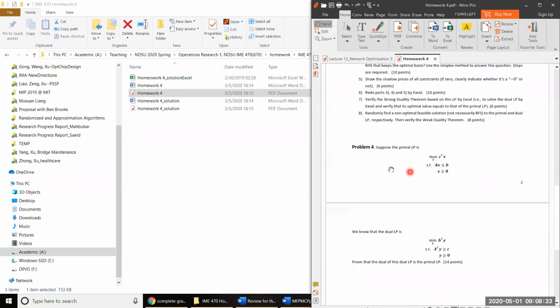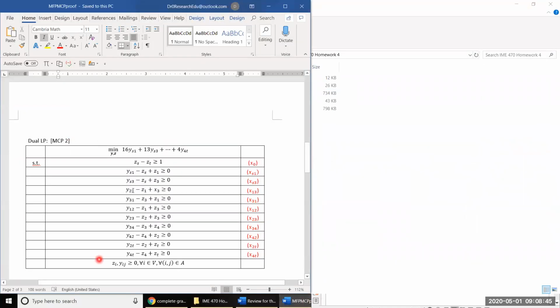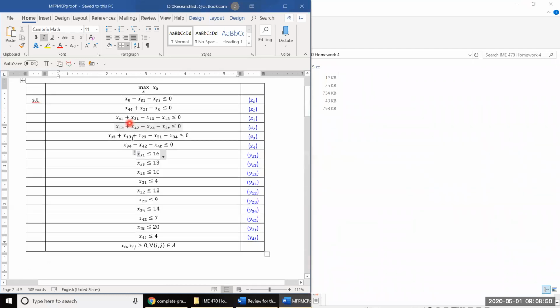Yes, here we go. Suppose a primal LP is this. We know the dual is this one. Prove that the dual of this LP is the primal. See it? Because of this, I don't have to formulate the dual of this one again. Why? Because this dual must be the primal, which is this one.